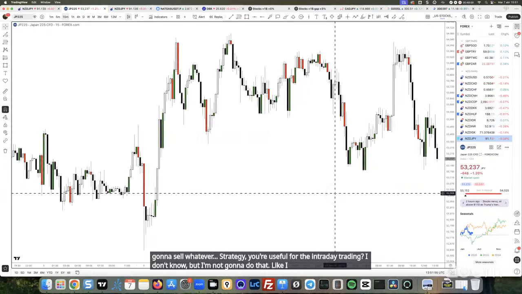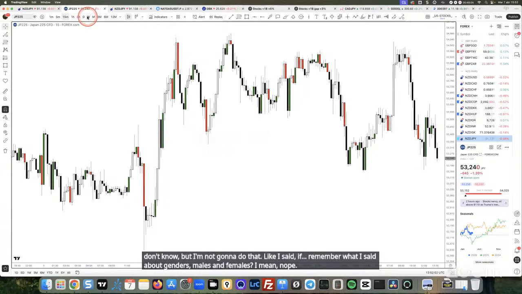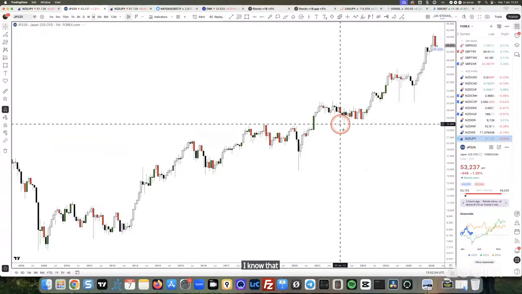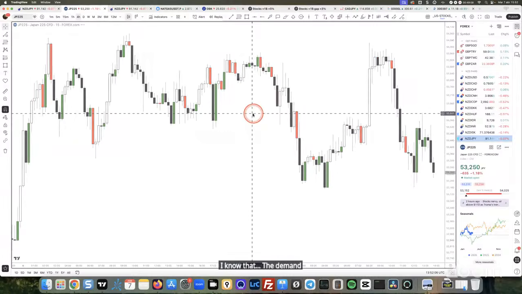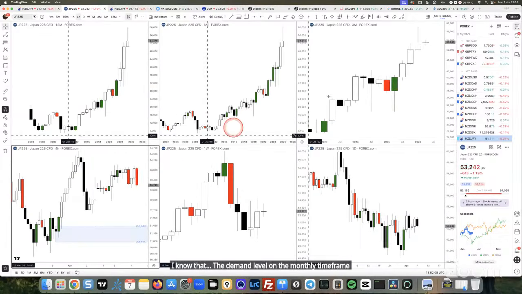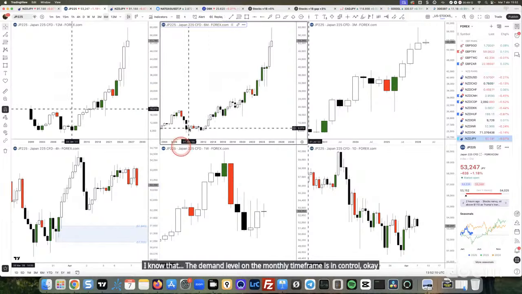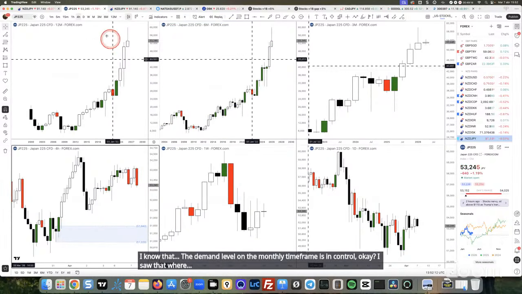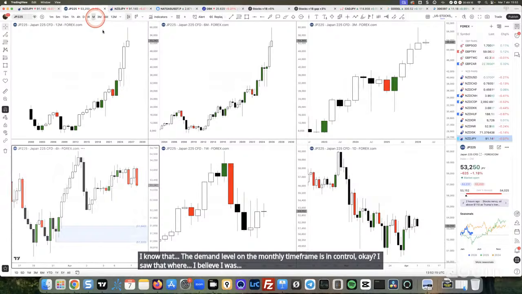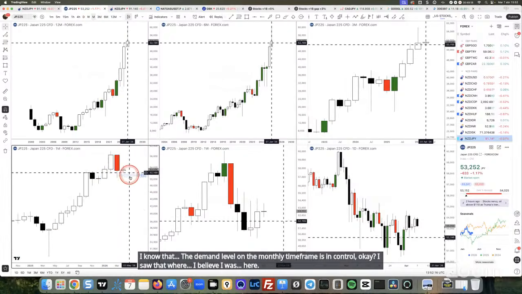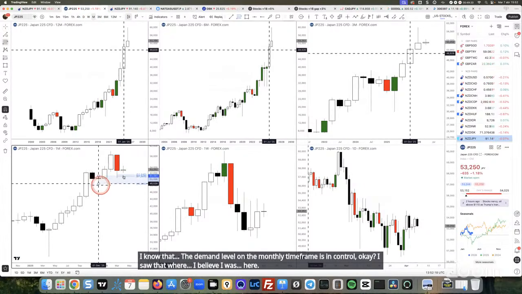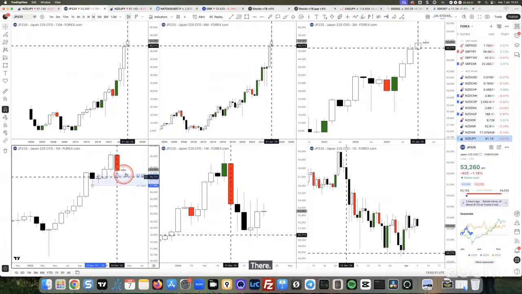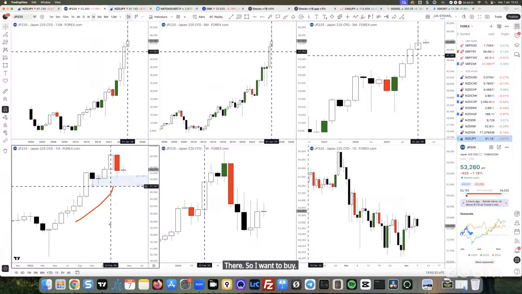Like I said, remember what I said about genders, males and females? I know that the demand level on the monthly time frame is in control. Okay, I saw that where I believe I was here, there. So I want to buy because everything's in an uptrend.